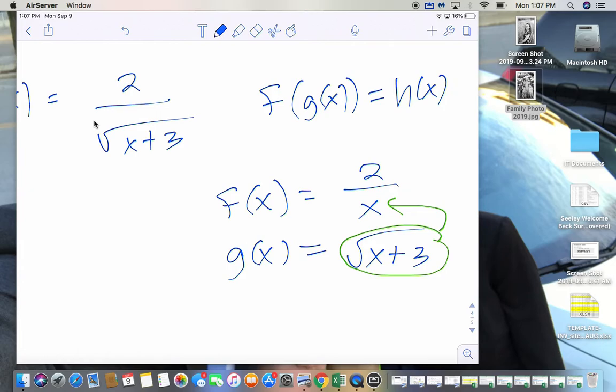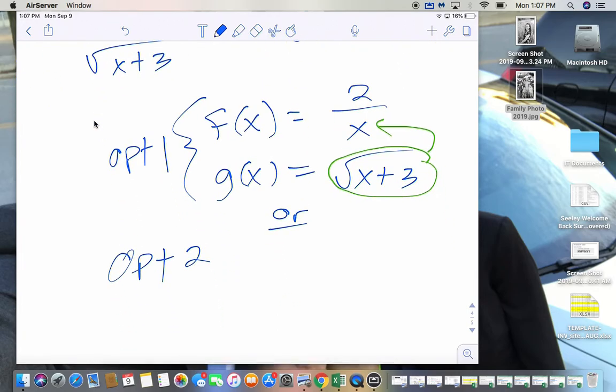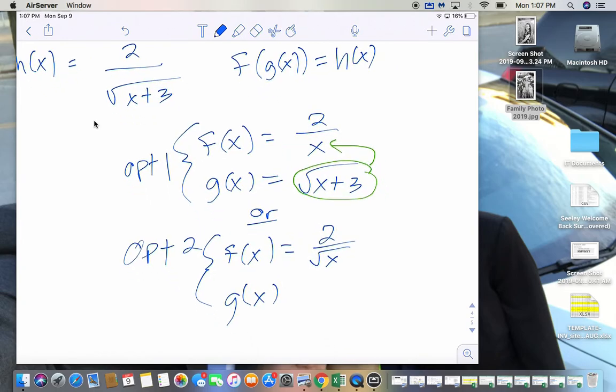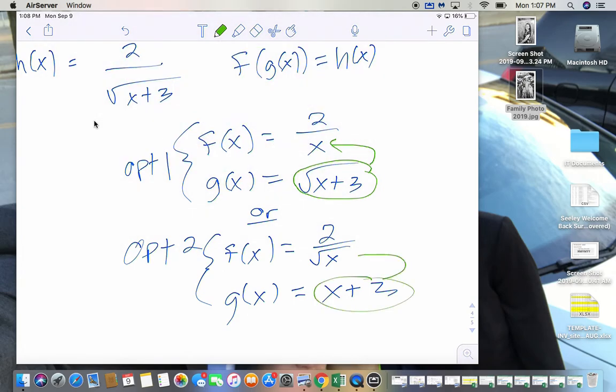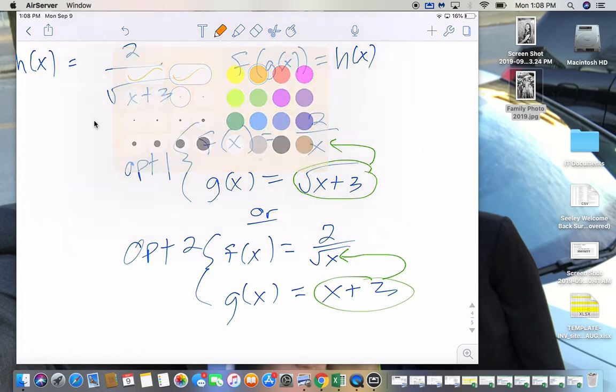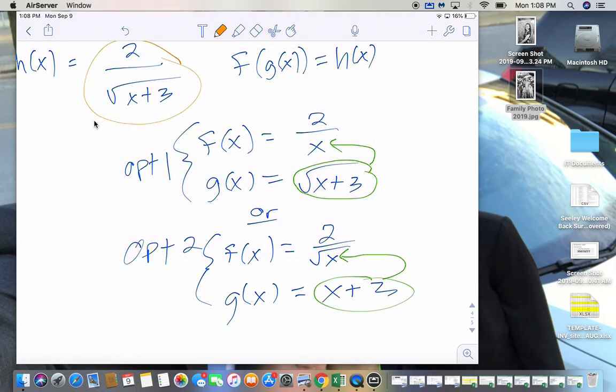I could also take on this option 2. We'll call that option 1, and then option 2, if you're interested, is if I say f of x is 2 over the square root of x. So a little more specific. And then g, in order to get the result 2 over the square root of x plus 3, would just be plain old x plus 3. Because when I put that inside for x in the f of x function, it results in my overall function of 2 over the square root of x plus 3. So that's decomposition. Come up with two functions, and when you put them together, you get h of x.